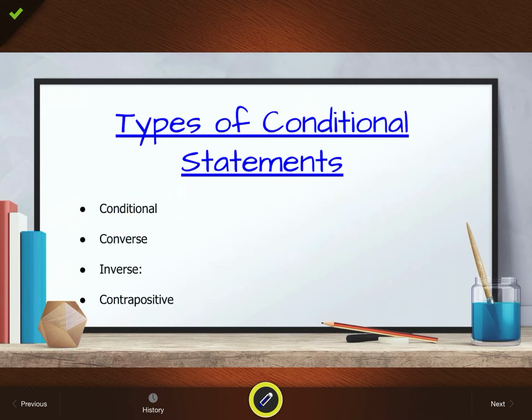So there are different types of conditional statements. You have the conditional, just the one you start out with. So that would be, if you give a pig a pancake, then she'll want some maple syrup. And then we can take that original conditional statement and we can write the converse, the inverse, and the contrapositive. And we're going to take a look at how to do each one of those.